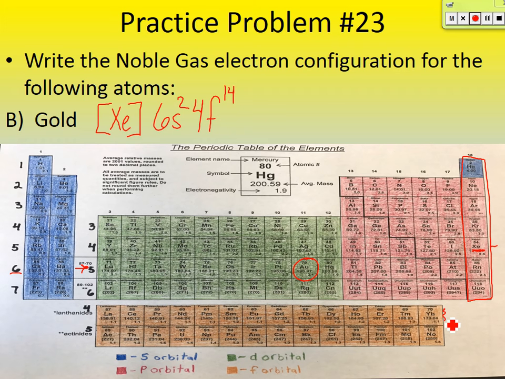Now when we get to here, you have to come back up to which energy level? 5. Which orbital? D. And how many over is gold? 1, 2, 3, 4, 5, 6, 7, 8, 9. Okay, 5d9. How many of you got that one right? Okay, very good. That would be the noble gas electron configuration for gold.